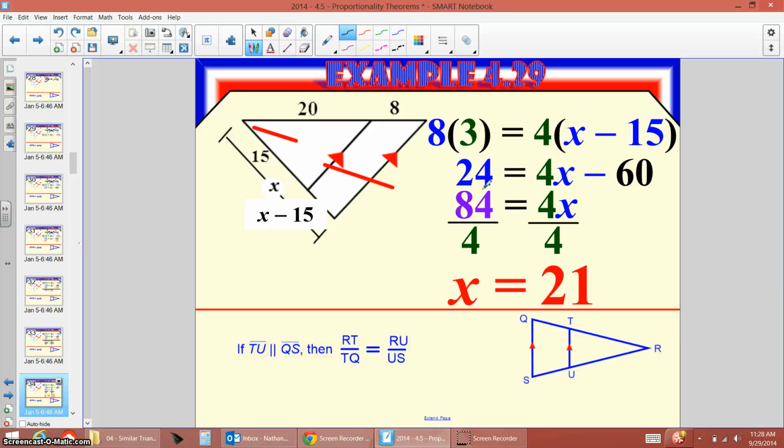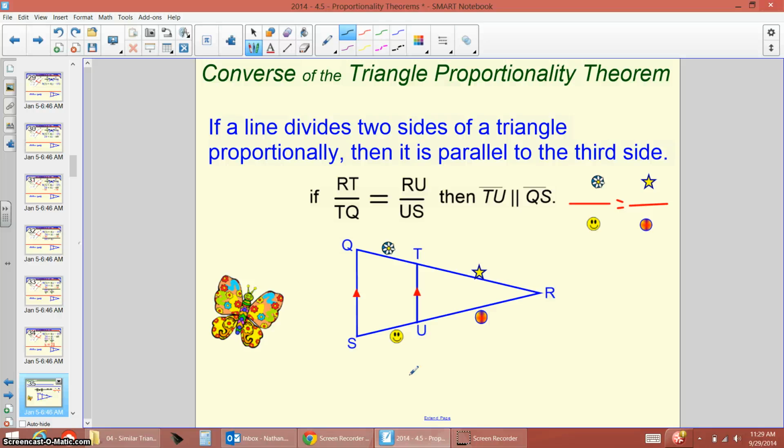And we wouldn't have been able to find that without knowing these proportionality theorems right here. Now remember, you can always do the interchange means test. So RT over RU is equal to TQ over US. That's totally fine to do that. Just whatever helps you best get the answer. So now we look at the converse of that. If instead I told you that RT over TQ is equal to RU over US, you can then deduce that QS and TU are parallel.